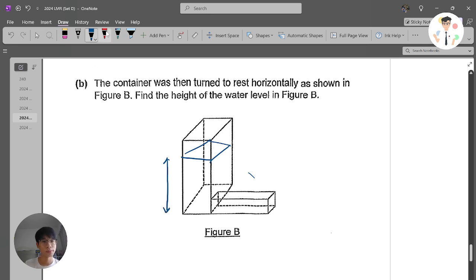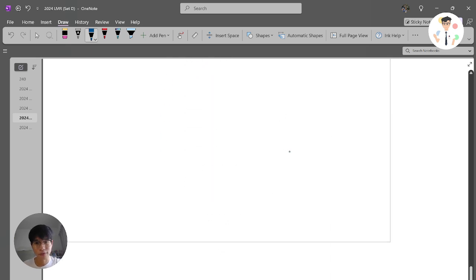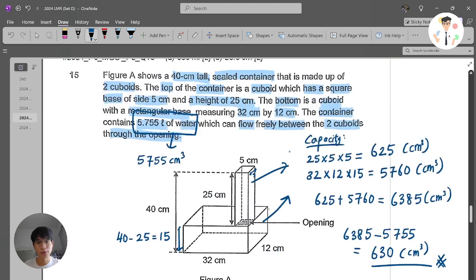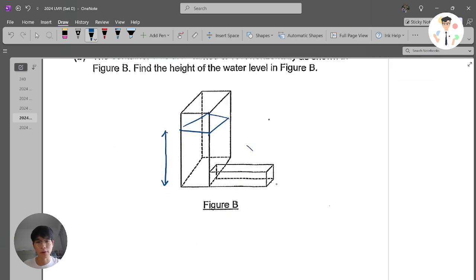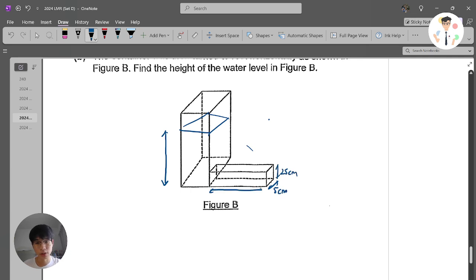So the first thing, let's try to transfer the units, the lengths of all the things here. The one on top, I know here is 5 cm, 5 cm, here is 25. So let me just write here first. I know here is 5 cm. Here is 5 cm. And here is 25 cm. I know here is 15 cm, what I found.